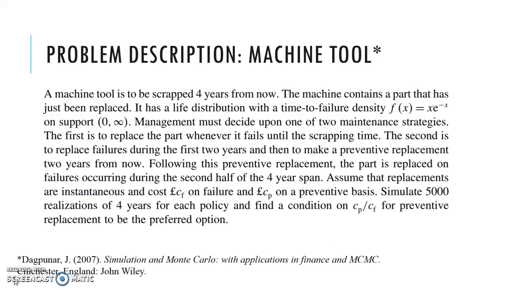So here's our problem description. You can go ahead and pause it if you want to look at it in more detail, but basically the gist of the problem is that there's a machine tool that needs to be scrapped every 4 years. There's two options that the people can look at. The first one is to replace the part whenever it fails until a scrapping time of 4 years, or the second option is to replace the failures during the first 2 years and then to make a preventative replacement 2 years from now. And we're looking to see which one would be cheaper to go with.